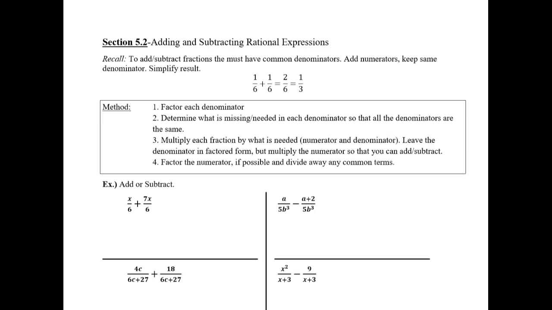Here we are, we're going to be talking about adding and subtracting rational expressions. But before we can do that, let's talk about how to add and subtract fractions without variables. So as we recall, to add fractions that do not have variables, they still have to have a common denominator. And then we add the numerator, so 1 plus 1 would give us 2, and the denominator stays the same.